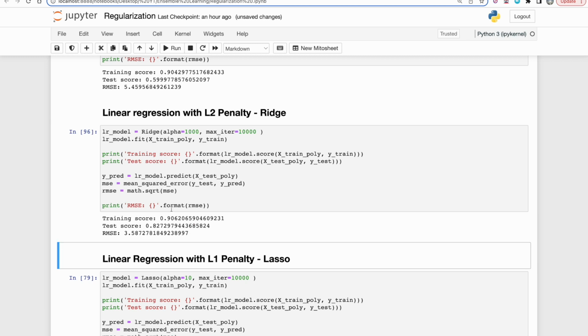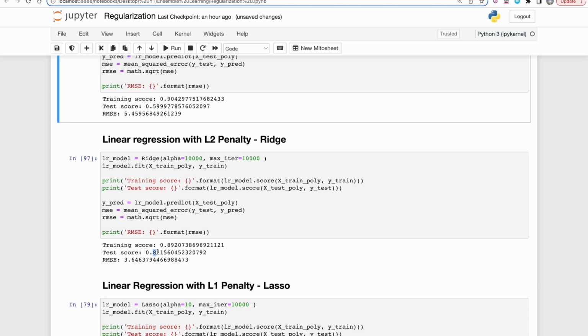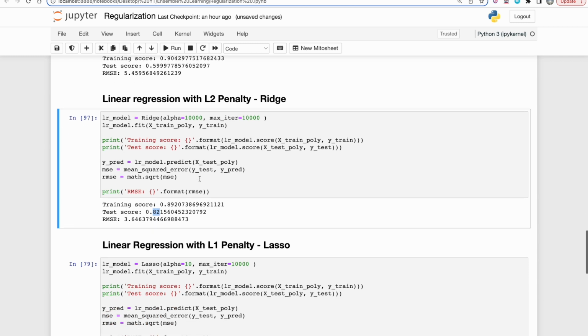I increase to 1,000, it is 90%. So initially it was 90%, now also it is 90%. Let me put 10,000 as lambda. What happened? My training score is 89%, but my test score has increased to 82%. From 59%, my test score has increased to 82%. This is the region where I am, because of my L2 regularization, I am going downhill and I'm reaching the sweet spot, right? Again, the value of lambda or alpha can only be found through cross validation. I'm just showing you an exercise of how it impacts, right?